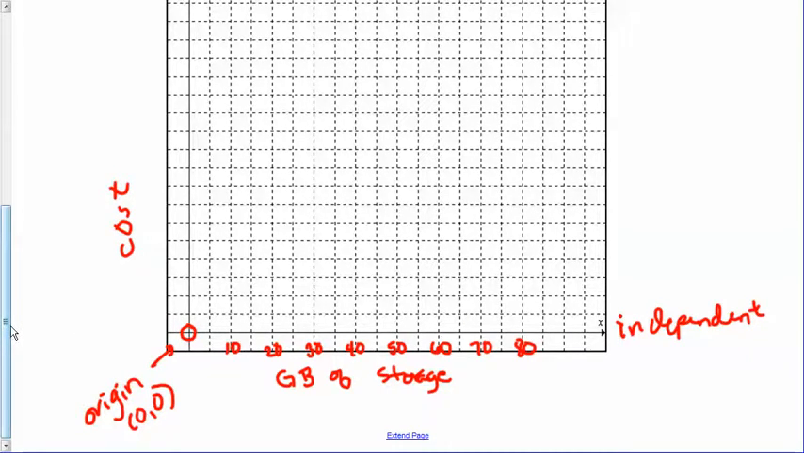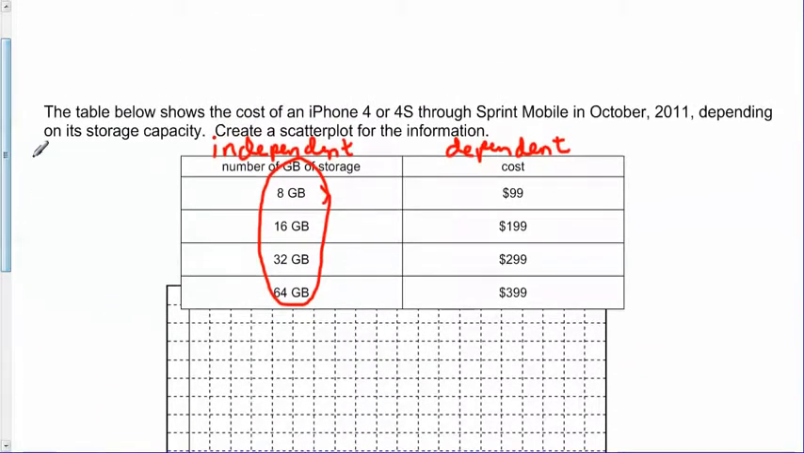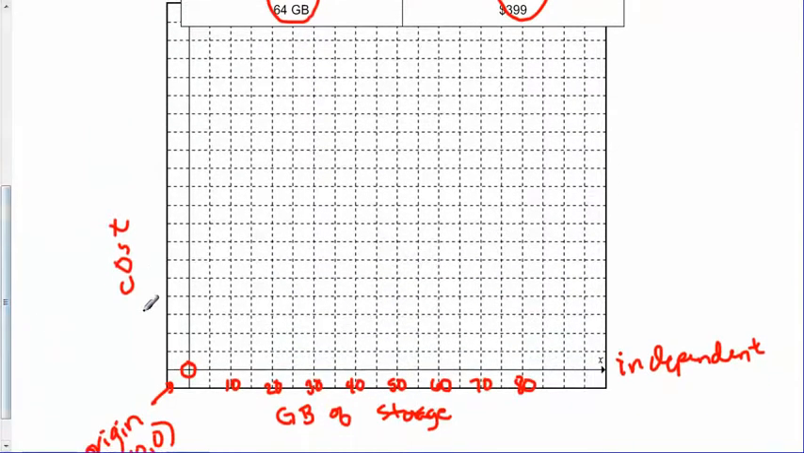Now with the cost, we have to think about our scale differently. Notice with the cost, we're going to have to go all the way out to just a little bit less than 400. So we need to figure out how we are going to do that on this cost scale, on this dependent axis here.